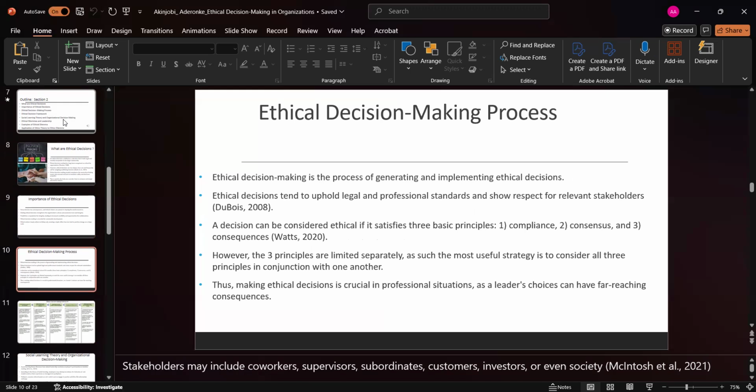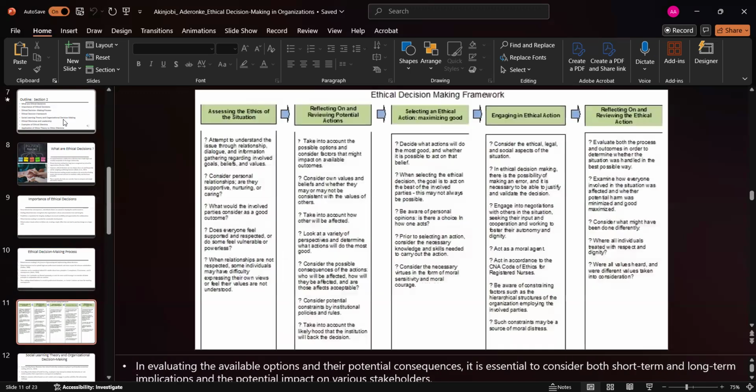The ethical decision-making process. Ethical decision is a process of generating and implementing ethical decisions. And for decisions to be regarded as ethical, it must satisfy three basic principles. It must have compliance, consensus, and consequences. Compliance because it must align with laid down standard and regulations for that industry. Consensus because all relevant stakeholders must be part of this decision. At least majority of them must concur to the decision. And consequences, the leader or the individual that is making the ethical decisions must also consider the alternatives and the outcomes of those alternatives to decide on a course of action.